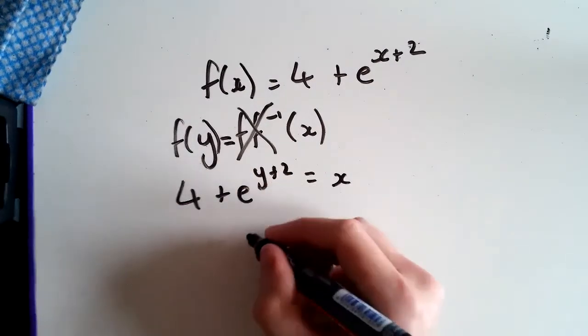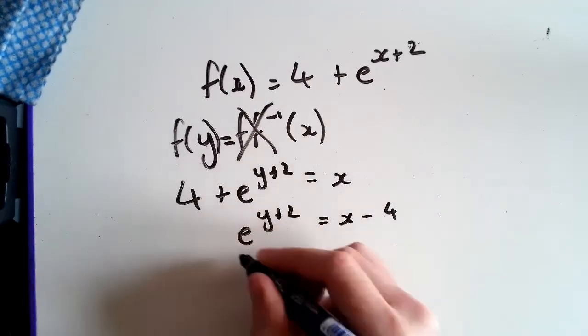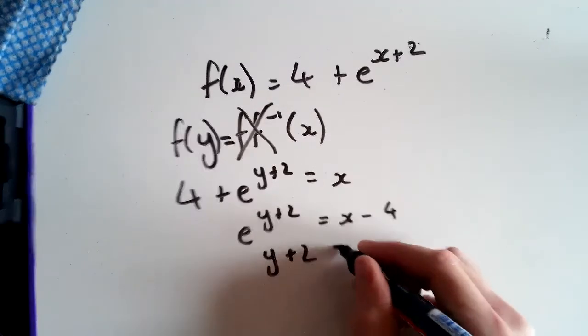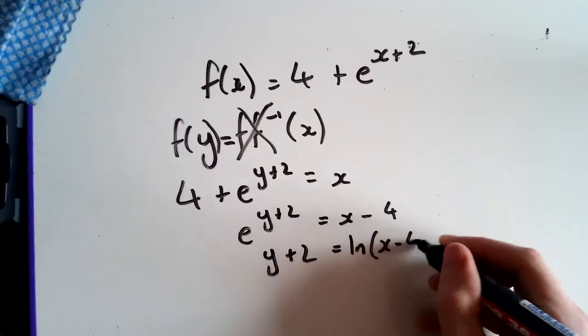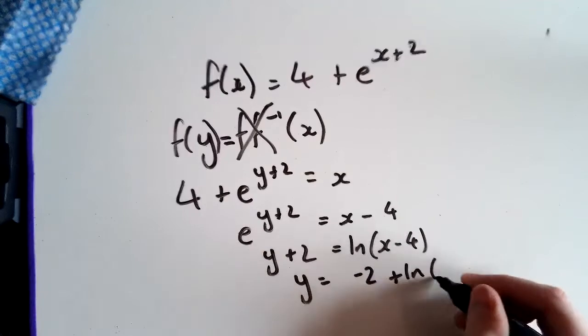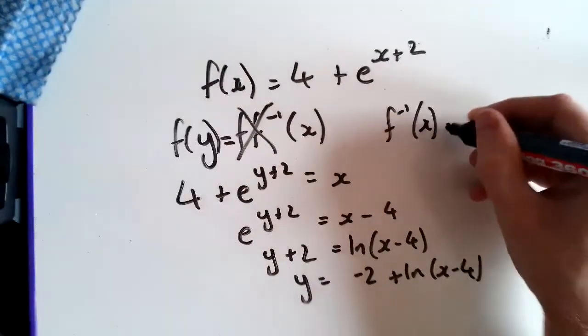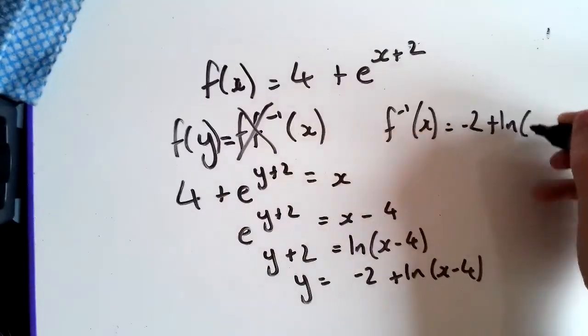and just rearrange. So take away 4 from both sides, do ln of both sides, and then take away 2 from both sides. So my inverse is minus 2 plus ln of x minus 4.